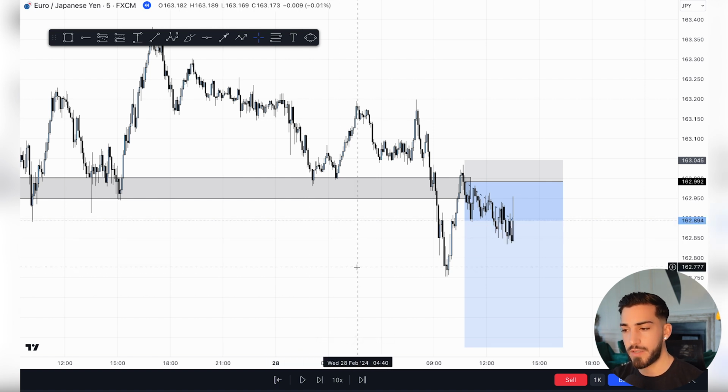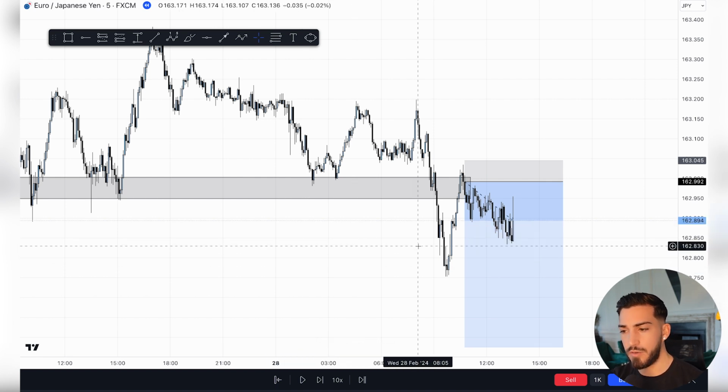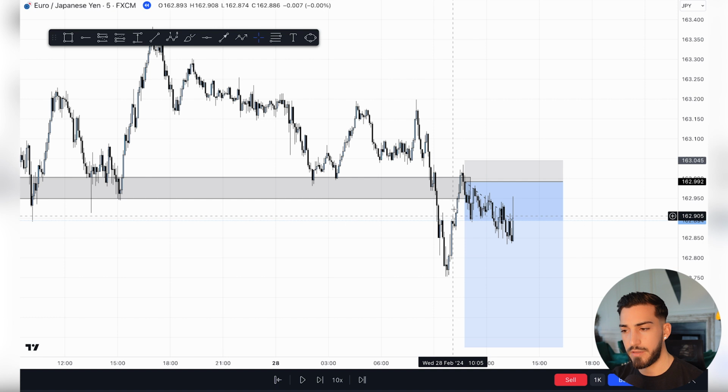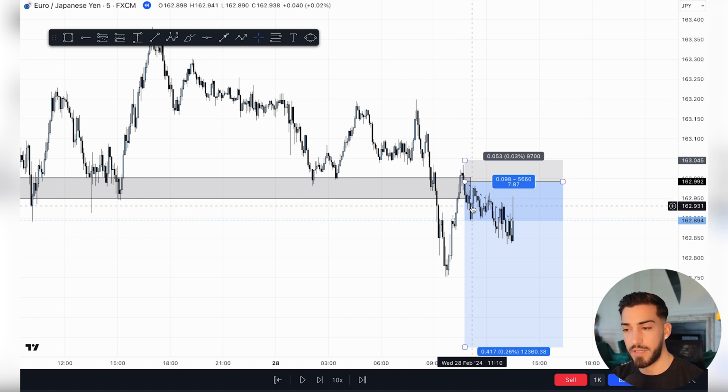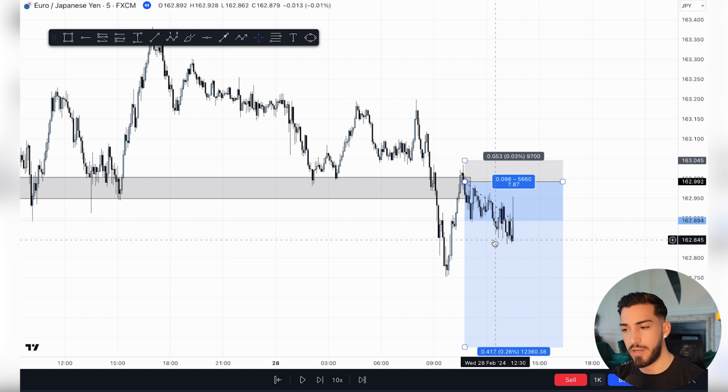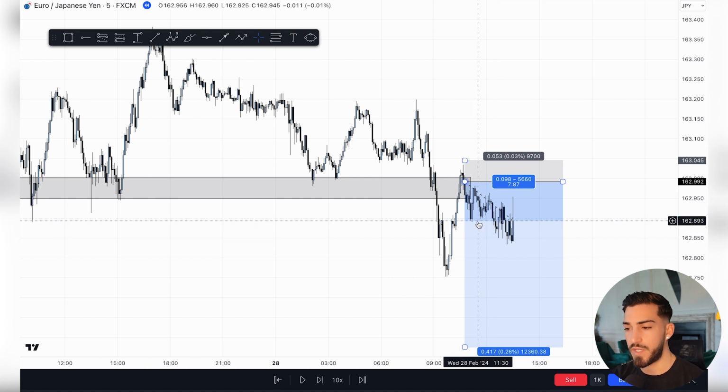What can we notice now? Well, we can notice that price is now correcting to the downside. So rather than continuing to the downside, which obviously as a seller you would want to see, we are now seeing sellers take a break from the market.